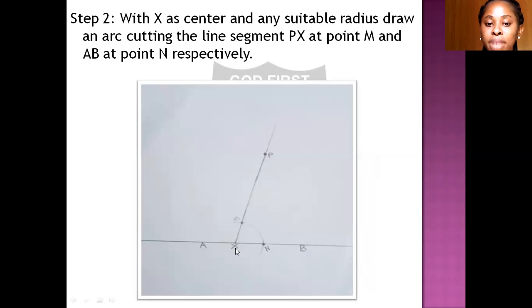Step two: place your compass on X. Open a convenient radius, a suitable radius of your choice. Draw an arc cutting the line PX. You can see the arc here cutting the line PX. At the point of intersection of line PX with the arc, name it M. Also draw the same arc cutting line AB. The point of intersection where the line AB and the arc meet, name it N.